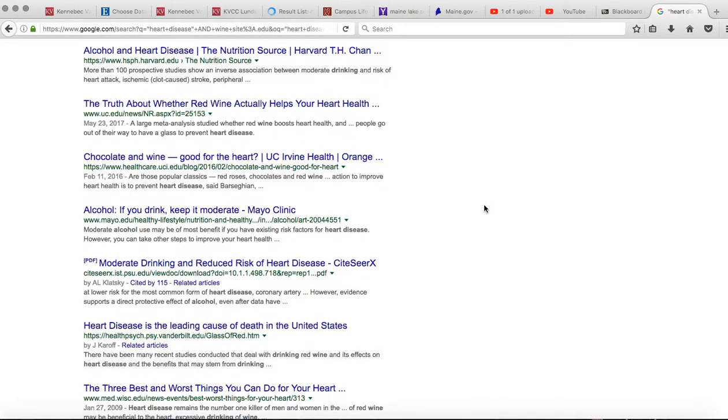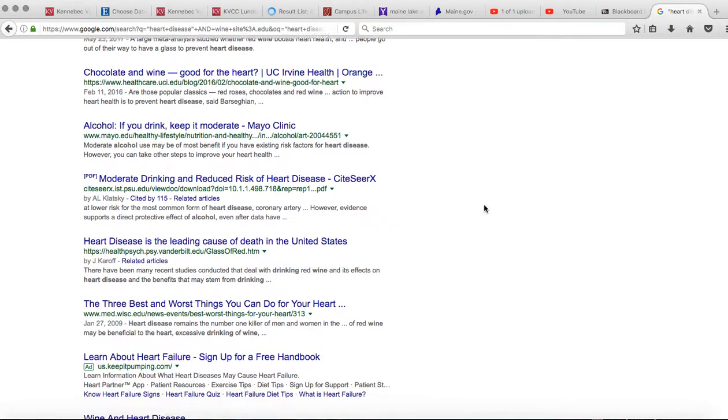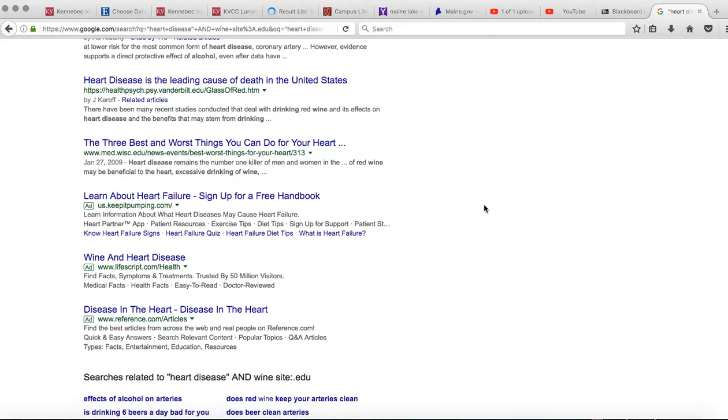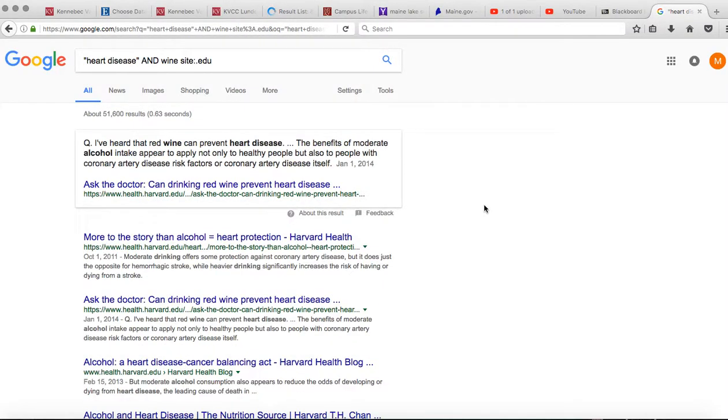You can see that Harvard has a lot of stuff, the University of California, Penn State University, Vanderbilt, Wisconsin, and there's all sorts of stuff. And we could actually even add more. We could say heart disease and wine and caffeic acid if we were so inclined, and I haven't done this yet, but I would imagine this is going to take our search results down from 51,000 to a much, much smaller number. So let's see what happens.